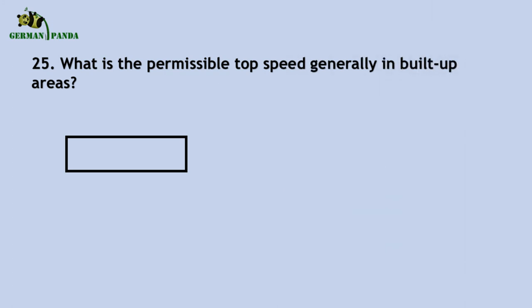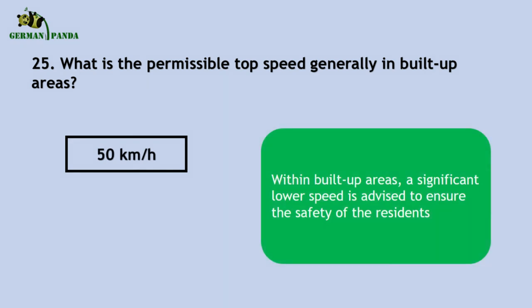What is the permissible top speed generally in build-up areas? 50 km/h. Within build-up areas, a significantly lower speed is advised to ensure the safety of the residents.